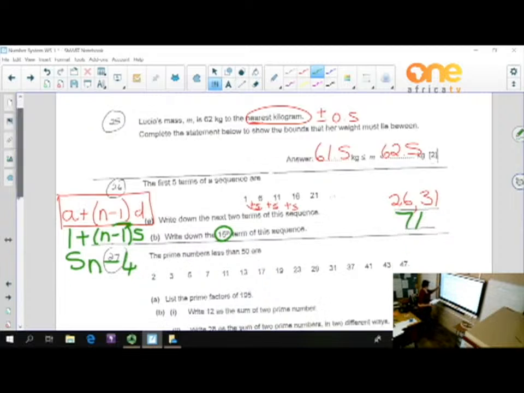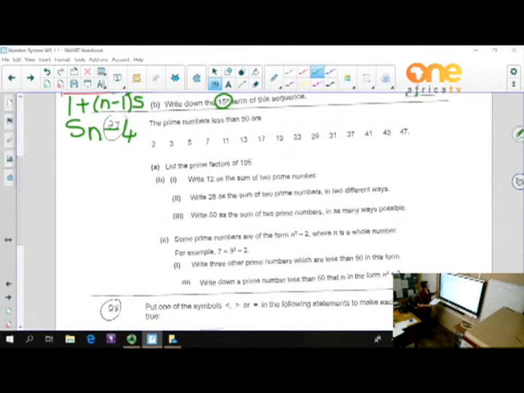Question 27. The prime numbers less than 50 are given. So these are all prime numbers. What is a prime number? You can only divide by 1 and itself. 1 is not prime. 2 is the only even prime number.